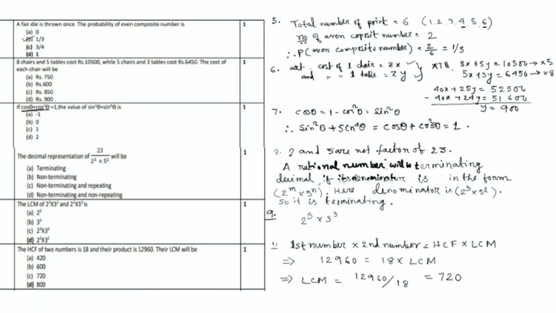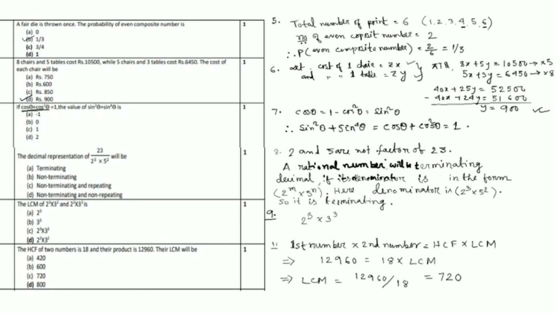To solve these equations, at first I multiply the first equation by 5 and the second equation by 8. So from these two equations we get 40x plus 25y is equal to 52,500 and 40x plus 24y is equal to 51,600. After subtraction we get y is equal to 900. So the answer D will be right. Okay. The cost of each chair will be rupees 900.